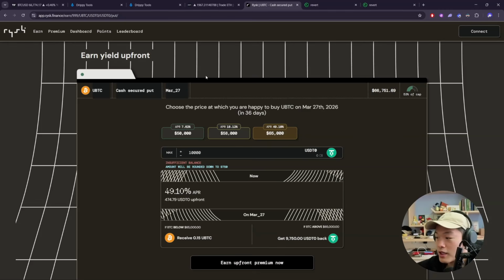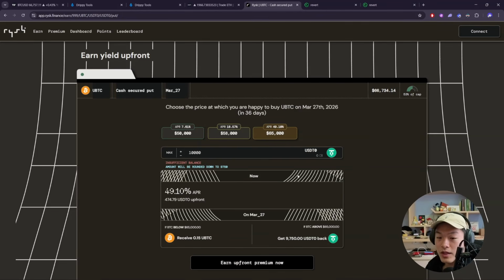So you could collect more premium upfront to accumulate the assets that you want to accumulate anyway. But there's one thing to keep in mind with crypto options that is different from, let's say, stock options, is that a lot of these contracts are European style, meaning that if I sell a put option at 65K, the contract would actually not be relevant until the expiration date, right? So Bitcoin could actually do anything in between.